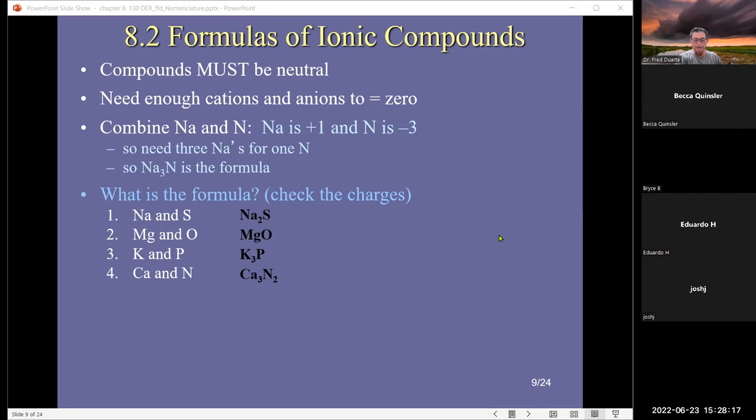Notice I haven't been using any Roman numerals. Why? Because every metal here is one with an exact oxidation number. So no Roman numerals, simply straightforward. Calcium nitride, potassium phosphide, magnesium hydroxide, sodium sulfide.